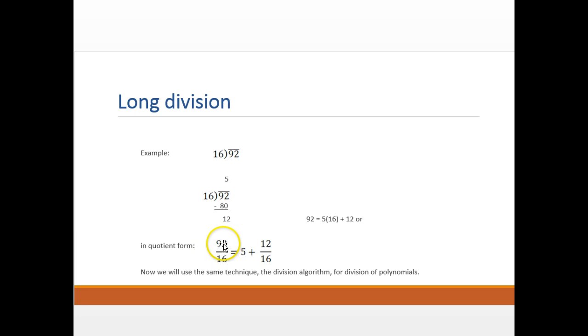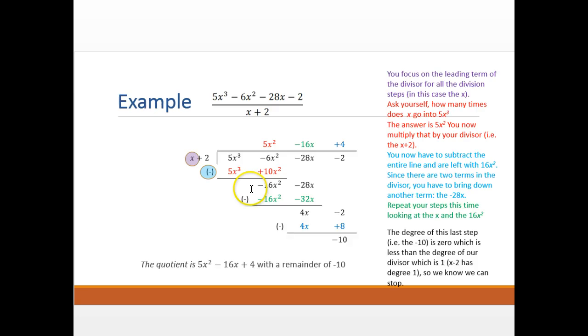Your 92 was your dividend. Your 16 was your divisor. Your 5 was your quotient, and your 12 was your remainder. We wrote it this way, 92, there's my dividend, equals your divisor times your quotient plus your remainder. Let's expand this now.